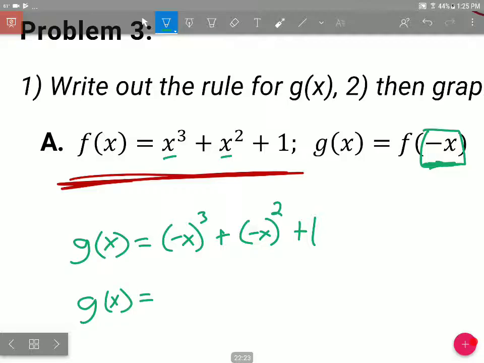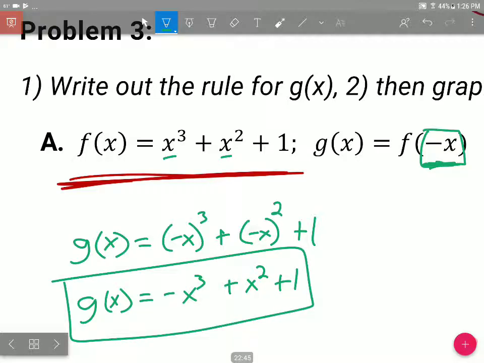If I have a negative and I cube it, is it still negative or is it positive? Negative. It's still negative. Okay. So it's a negative x to the third. If I take a negative and I square it, it becomes positive. So that's negative x cubed plus x squared plus 1. And that is the resulting function. If I apply this transformation, that is the new equation. Cool?